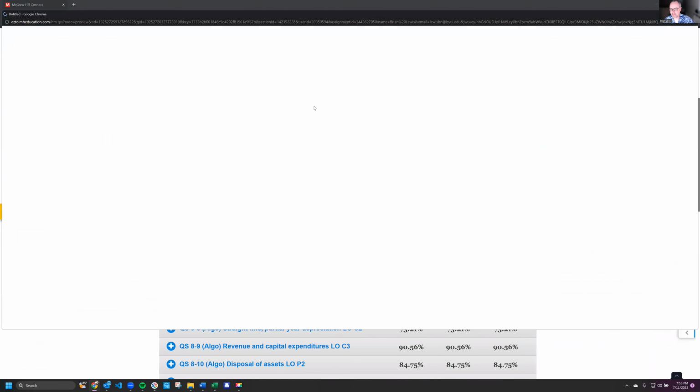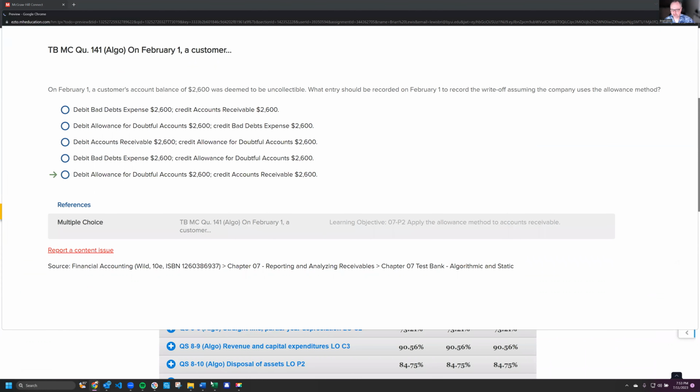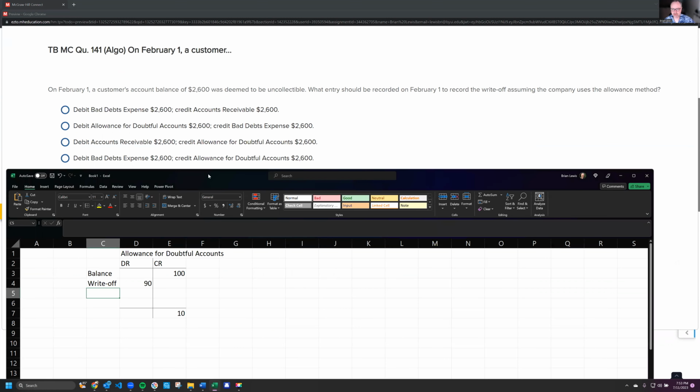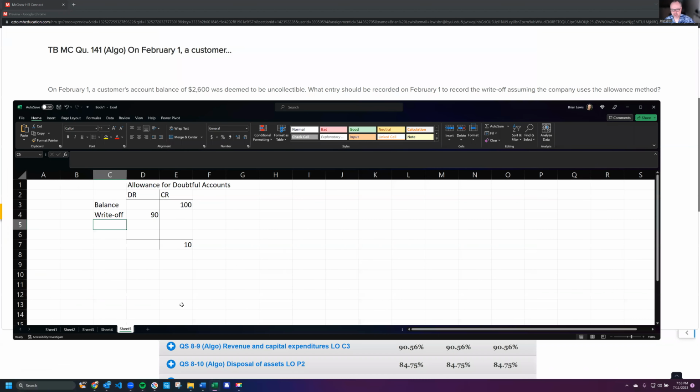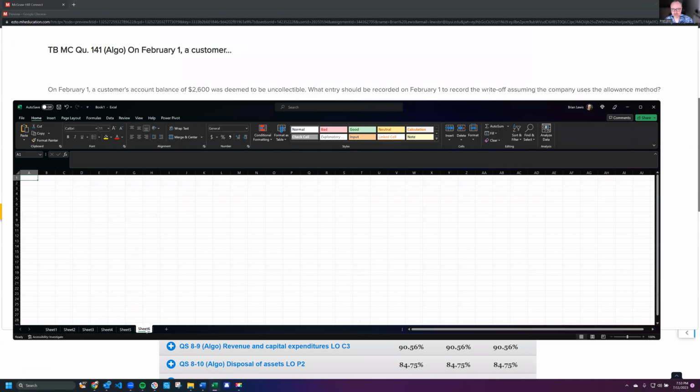Let's look at this one. And let's put this above, and we'll see what we come up with. All right, so on February 1st, a customer's account balance of $2,600 was deemed to be uncollectible. What entry should be recorded on February 1st to record the write-off, assuming the company uses the allowance method? Okay.